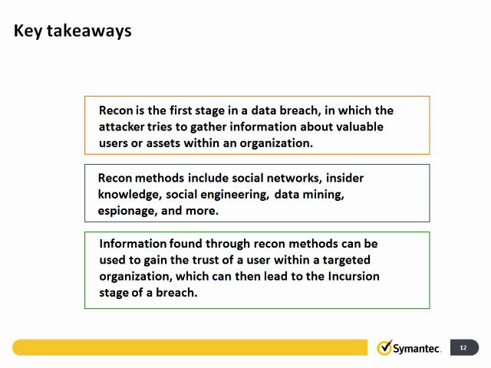First of all, Recon is the first discrete stage in a data breach. It's when criminals or unauthorized parties try to gather information about a user in a targeted organization that can then be used to create profiles and gain trust to lead to the incursion stage of a breach. Next, we learn that there are many methods to gather information during the Recon stage of a breach. Some examples include social networks, insider knowledge, data mining, and espionage. We also described a Recon attack using information leveraged from Recon tools to gain the trust of a user within a targeted organization.